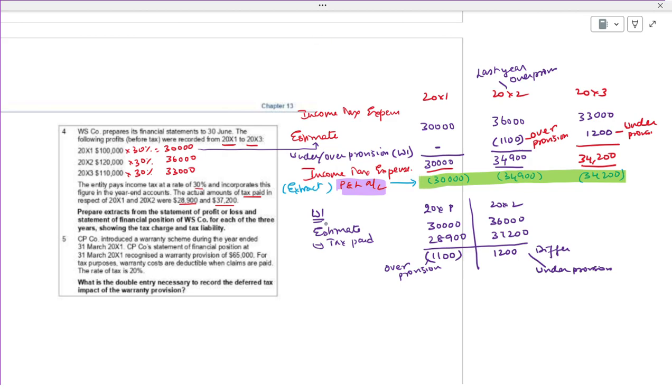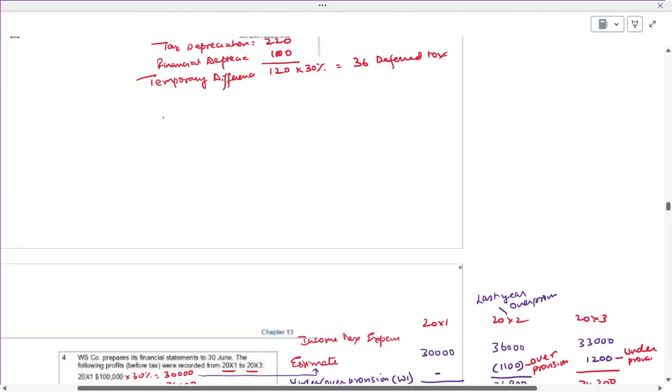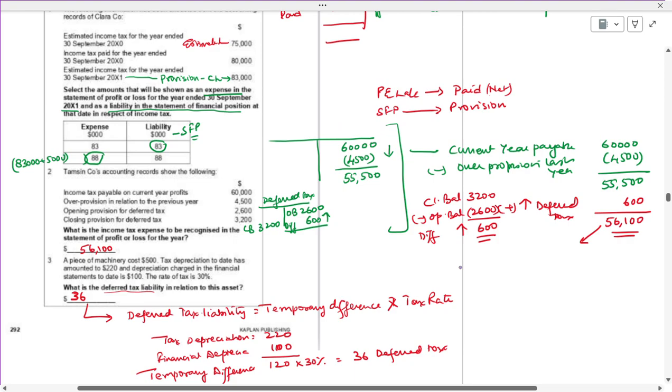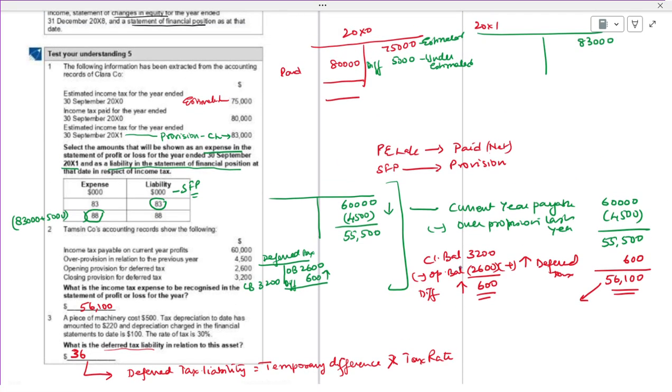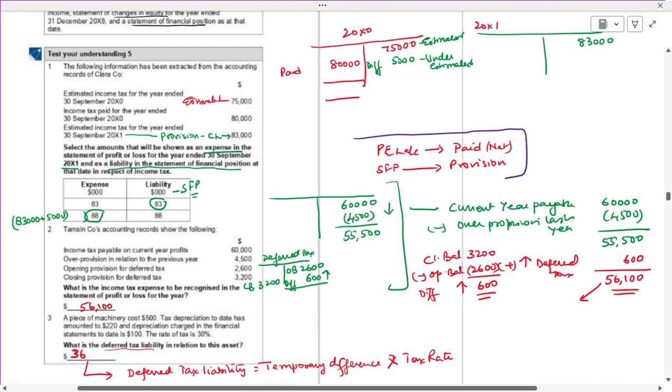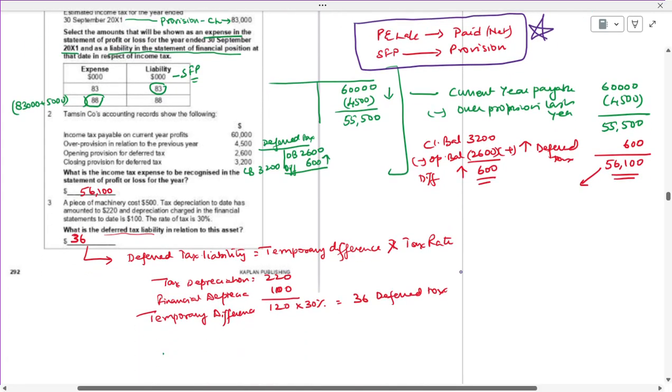In the balance sheet, now you see the difference. You will find the real thing. In the balance sheet, what will we show? Will we show the estimate or will we show the provision? This is very important. In the profit and loss account, we will show the amount we have paid. In the balance sheet, we will show the provision. Okay, keep it in mind. It will never change.